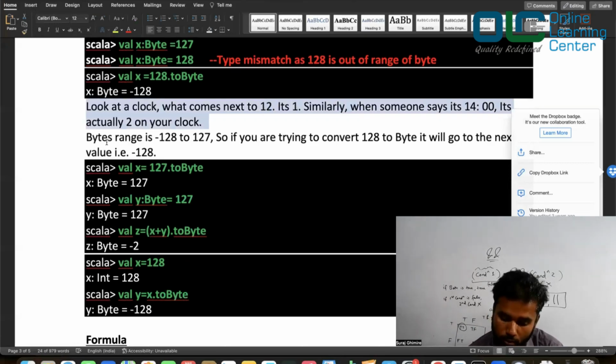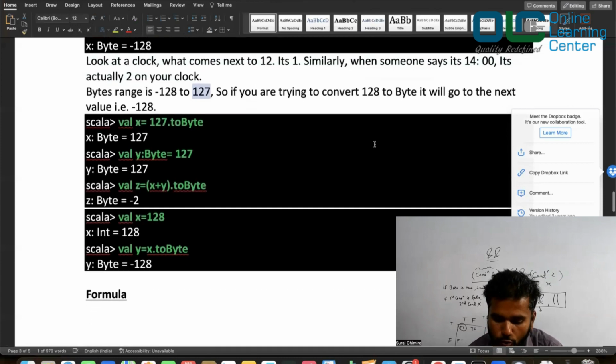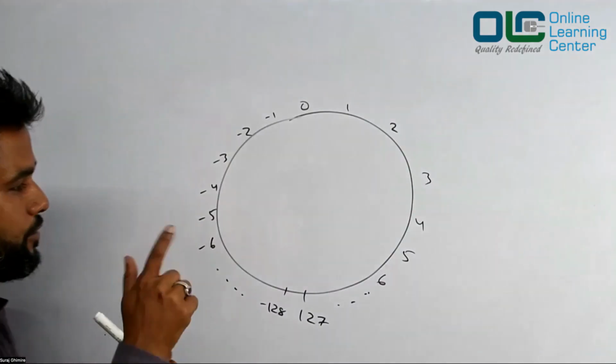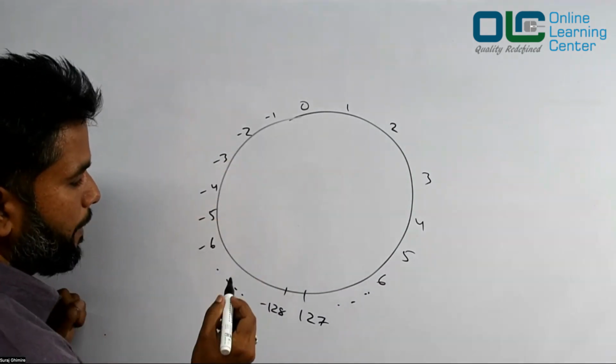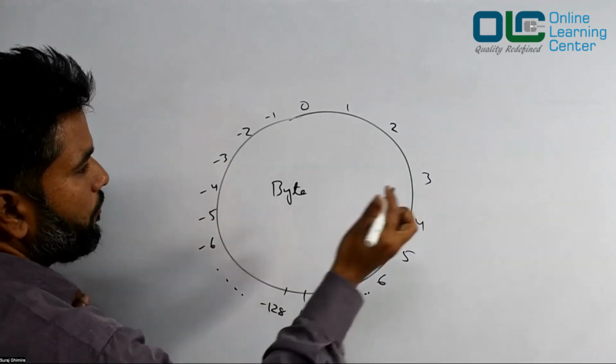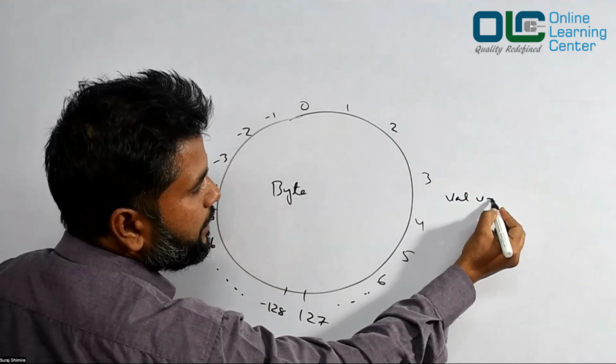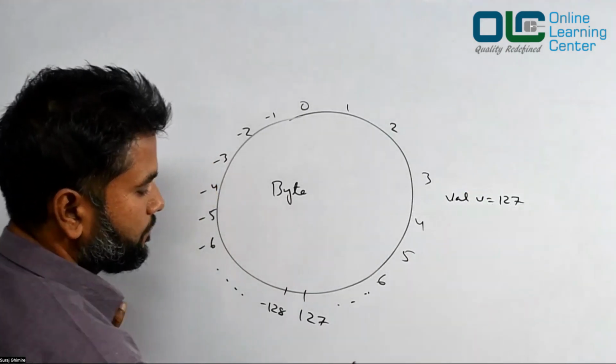Isn't it? Now, byte range is minus 128 to 127. So if you try to convert 128 to a byte, it will go to the next value, that is minus 128. So 127 is the limit. And if you say I want to add one more, then it goes to the reverse direction and it takes you to minus 128. Okay, so let's look into that as well. Now look into this clock, right? So this is the clock pattern for your byte. Okay, now when I say, well, v is equal to 127, that means this value.